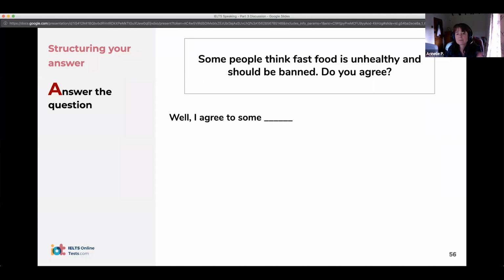So I've got some missing words here. If you can try and fill in the missing words, that would be great. So I agree to some extent or degree. Yeah, that would be fine. So, a very clear opinion phrase to start off with. But then you have to explain why you agree.